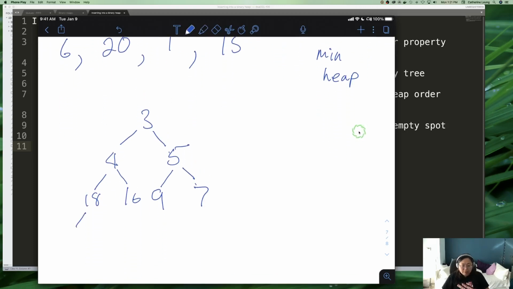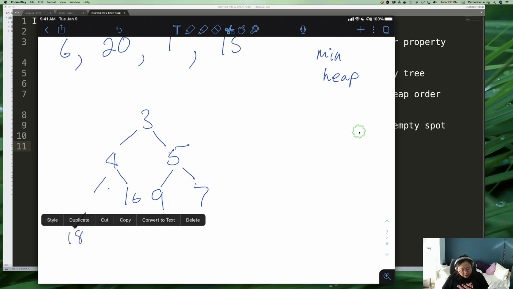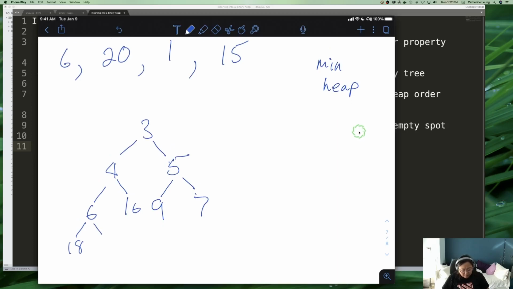So after 7 is 6. Can I put 6 to the left of 18? The answer is, of course, no, because 18 is lower priority. So we move 18 down. Can I put 6 in here? Is 4 a higher priority than 6? The answer is yes, so we put it in. Next one is 20. We try to put it into here, can we? And the answer is yes, we can.